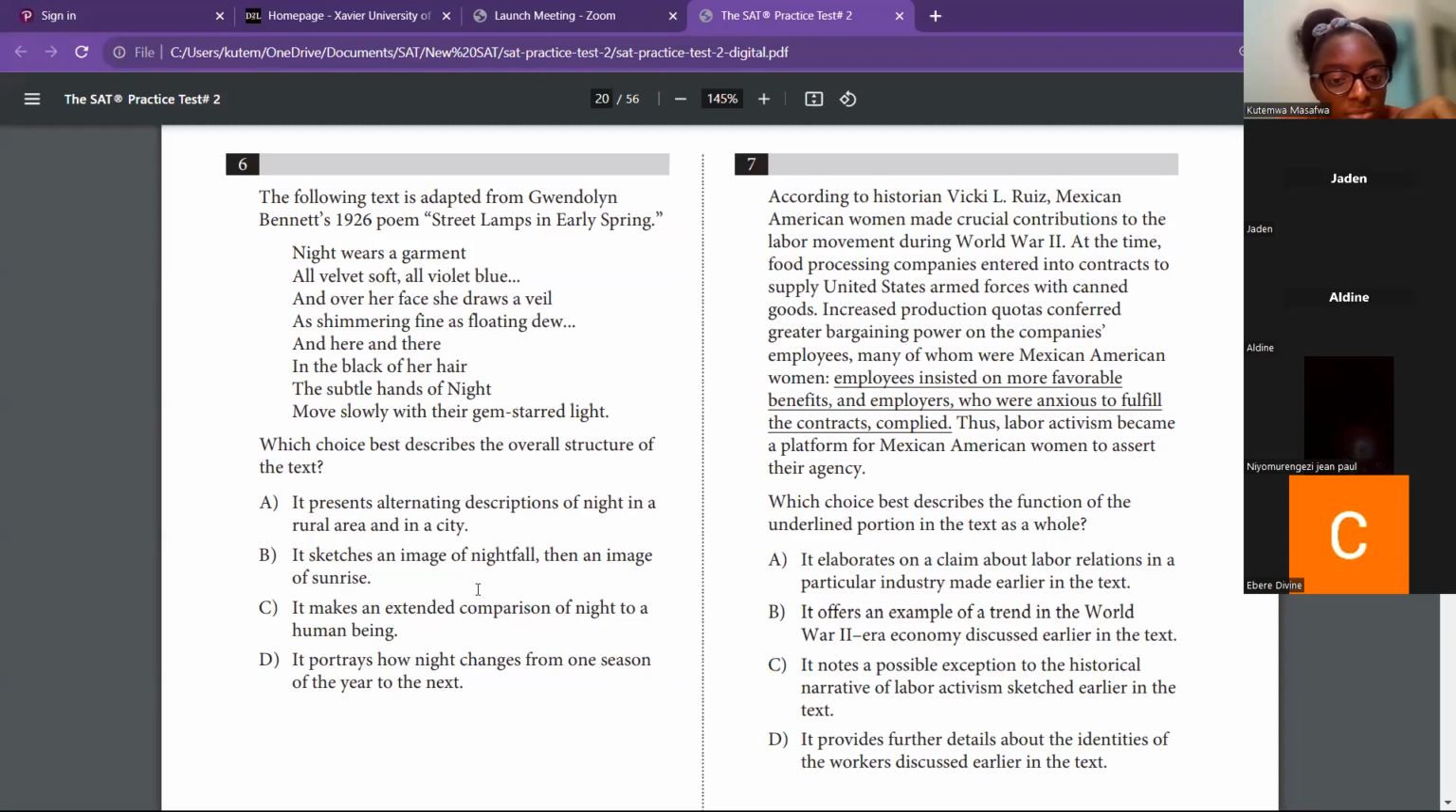Okay. Options. A. It presents alternating descriptions of night in a rural area and in the city. B. Sketches an image of nightfall, then an image of sunrise. C. Makes an extended comparison of night to a human being. D. Portrays how night changes from one season of the year to the next. So what do you guys think? You can type in the chat, you can unmute yourself.